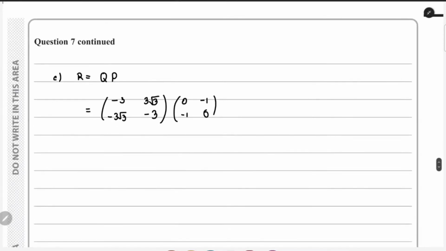Now we have to do the matrix multiplication for this. We have minus 3 times 0 minus 1 times 3 root 3, so minus 3 root 3 over here. Next up we have minus 3 times minus 1, which is positive 3, plus 3 root 3 times 0, which is 0. Then for this term we have 0 times minus 3 root 3 plus minus 3 times minus 1, which is 3. And finally for the last term we have minus 3 root 3 times minus 1, so positive 3 root 3. This is the matrix R.